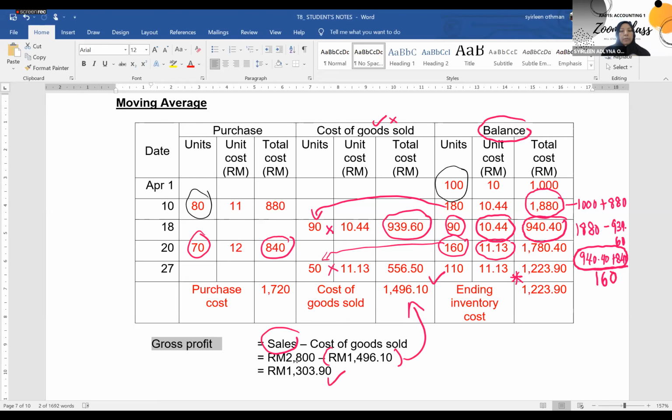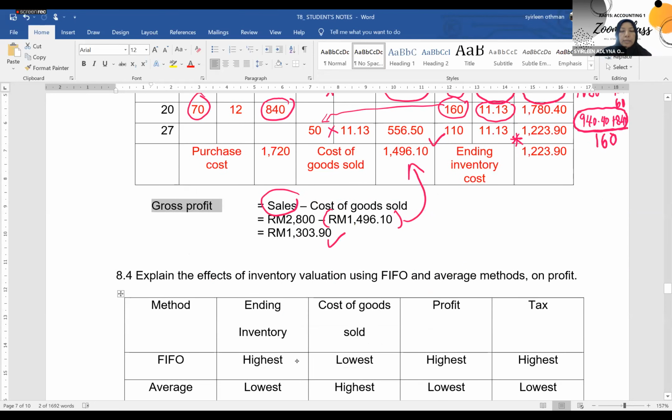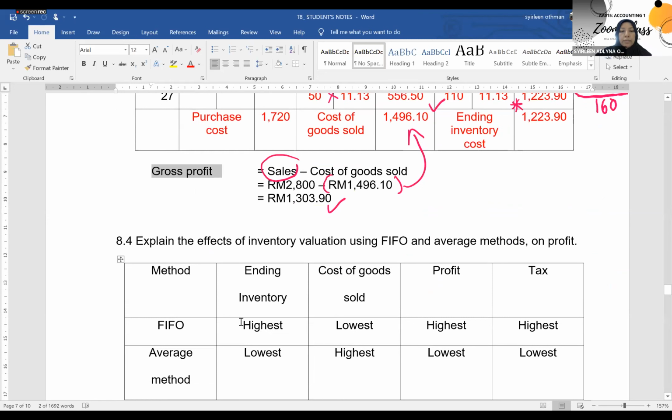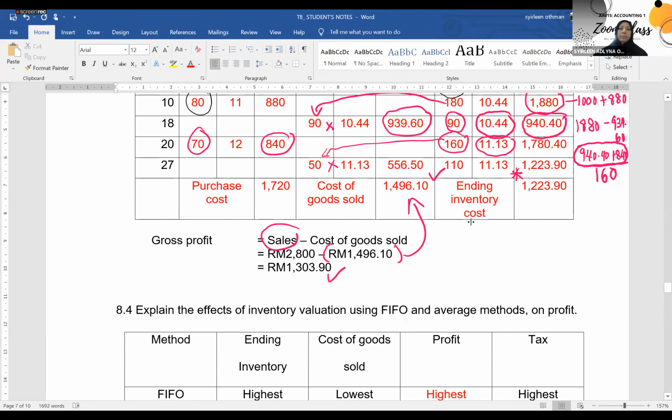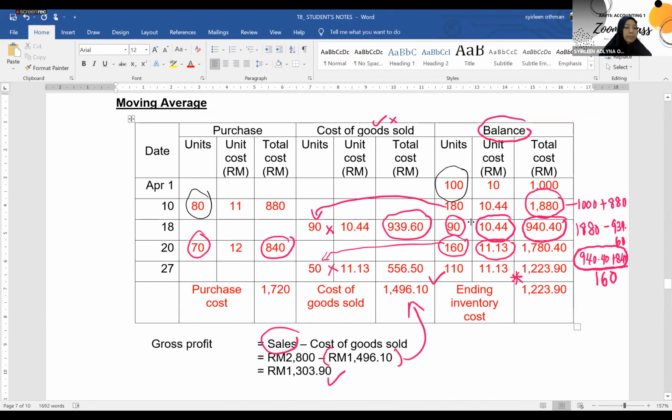Okay, alright. Okay, so macam saya cakap tadi dalam table, so you have the highest profit using FIFO, and you also have the lowest profit by using the average method. Okay, so this is how you go about bila kita guna perpetual system. Kalau periodic, kita kira manually lah macam tadi. Okay, ada soalan nak tanya?